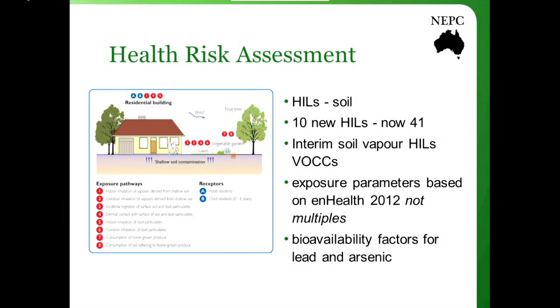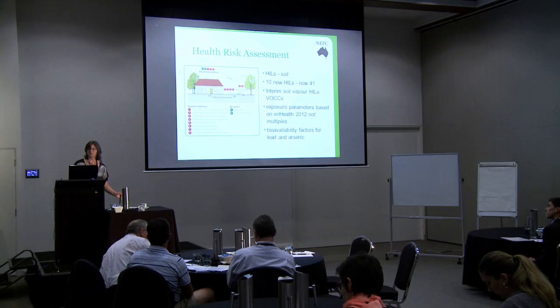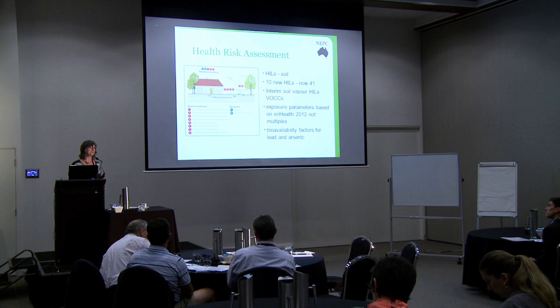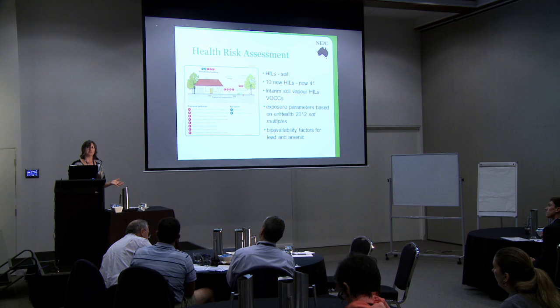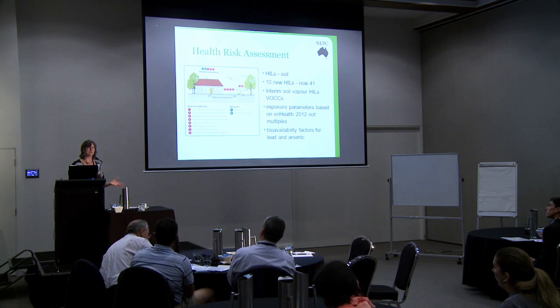There are also, as I say, a small number of soil vapor HILs, so they have been developed for volatile organic carbon compounds. These are the chlorinated compounds, TCE, PCE, etc. You might be wondering, well, you've got these new vapor HILs, am I going to have to be applying those everywhere? The answer is no to that.